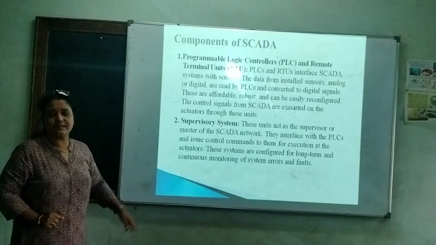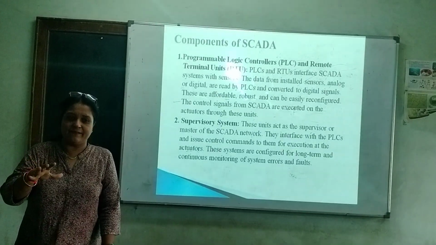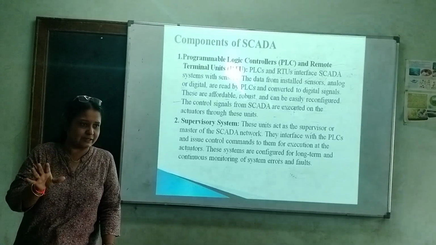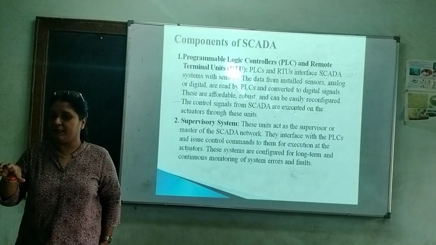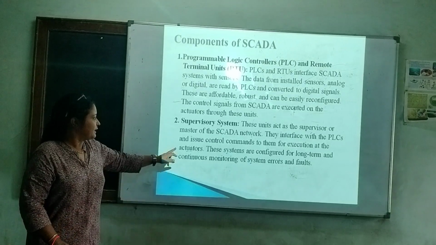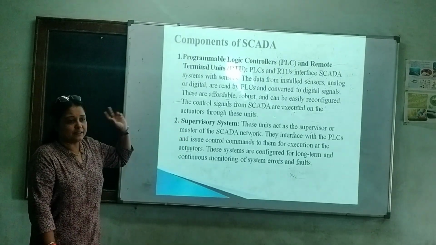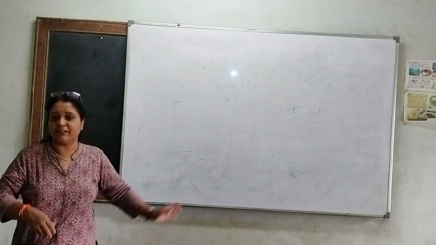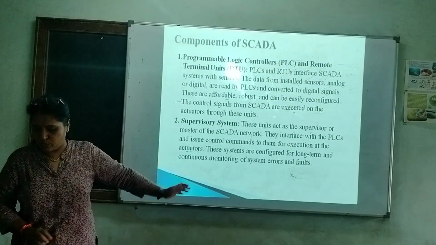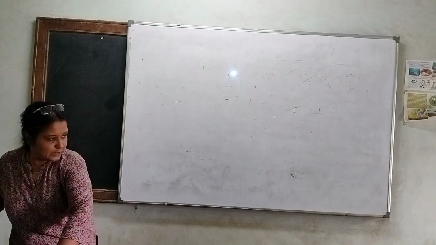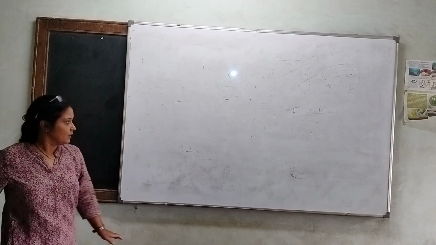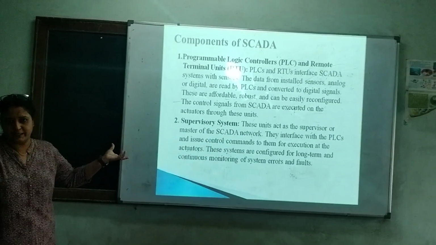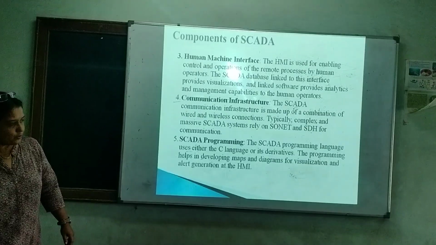Means the supervisory system fully observes whether the output is correct, whether the speed is running correctly, whether the temperature is correct, and keeps monitoring everything. And those interface with the PLCs and actuators here. If the speed needs to be reduced or increased, commands will be issued immediately there, and that particular process is controlled here. Okay, that is the supervisory control.